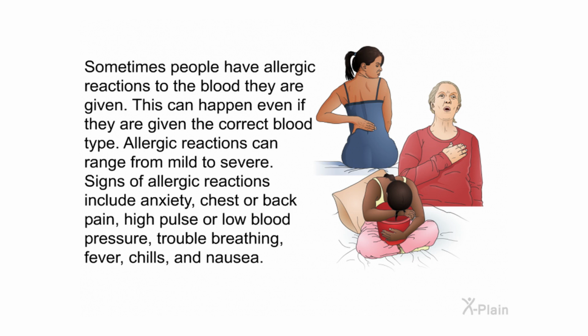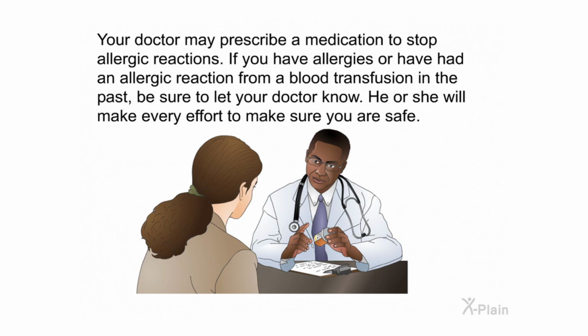Sometimes people have allergic reactions to the blood they are given. This can happen even if they are given the correct blood type. Allergic reactions can range from mild to severe. Signs of allergic reactions include anxiety, chest or back pain, high pulse or low blood pressure, trouble breathing, fever, chills, and nausea.